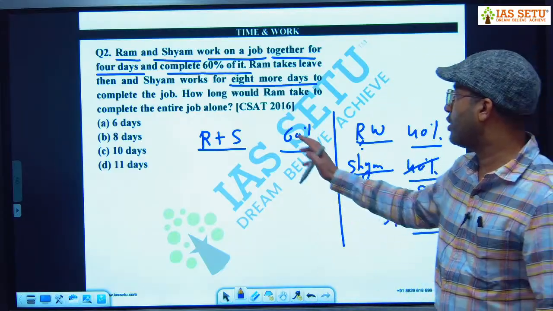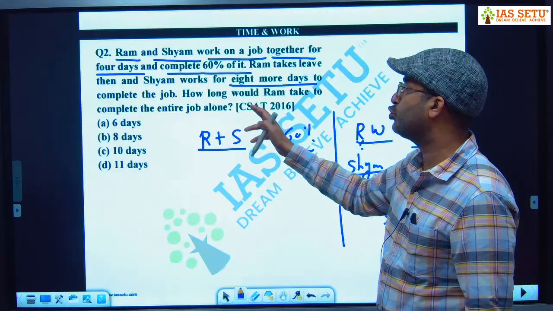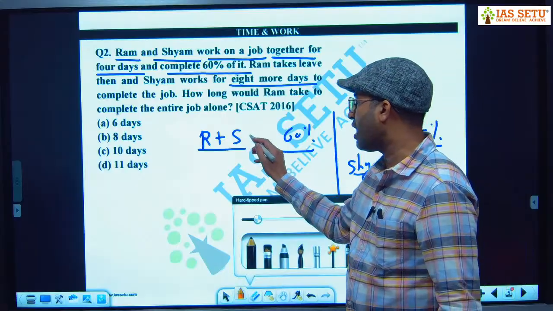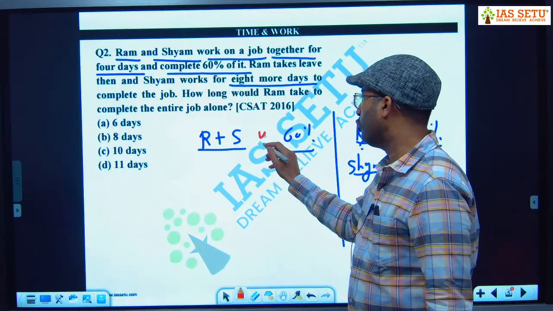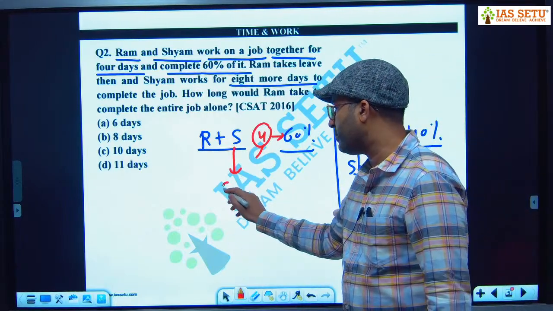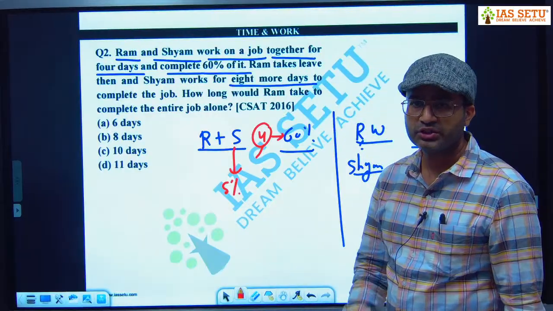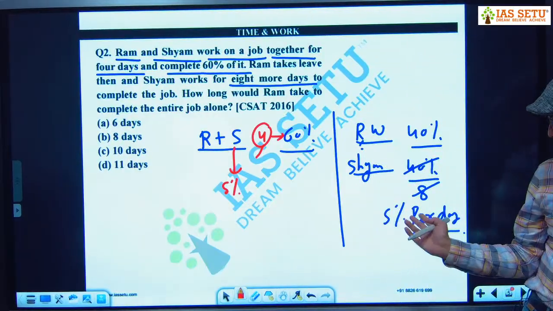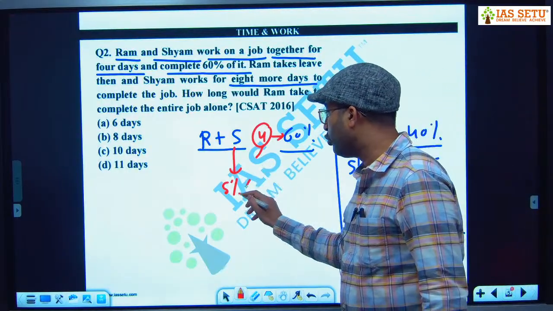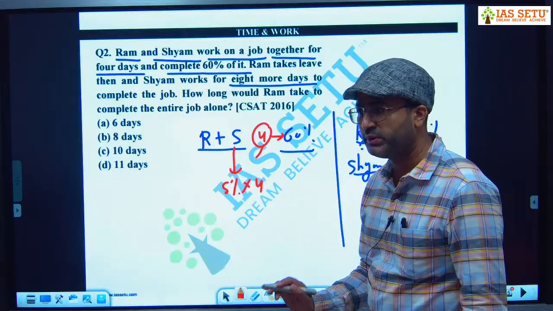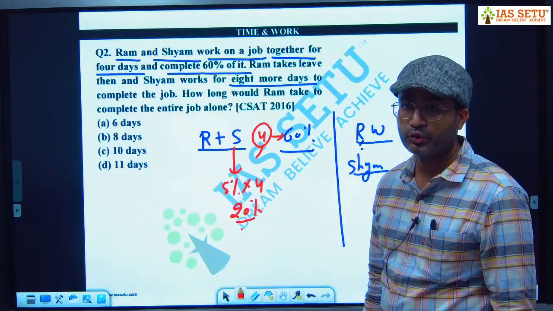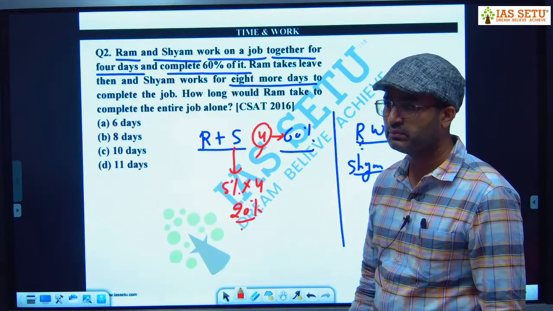Fine. Now here what is asked? How long would Ram take to complete the entire job? See here, it is mentioned Ram and Sham together in 4 days do 60% work. और Sham daily क्या कर रहा है? 5% काम कर रहा है. Sham is doing 5% work per day. So in 4 days, what part of the work is done by Sham? 20%. भाई शाम ने इस काम में सिर्फ 20% काम किया होगा क्योंकि शाम is slow as compared to Ram.